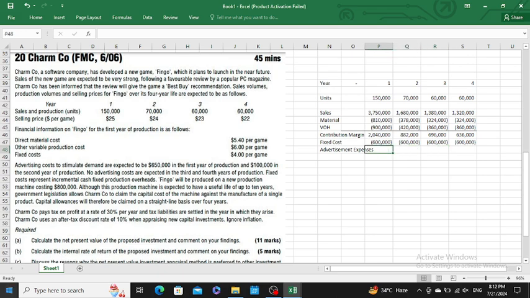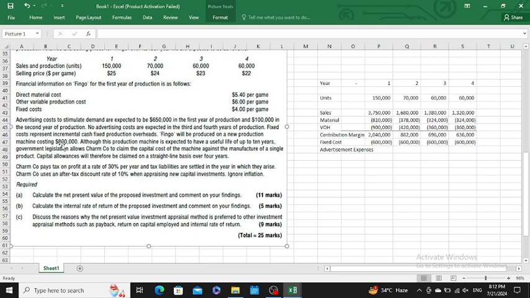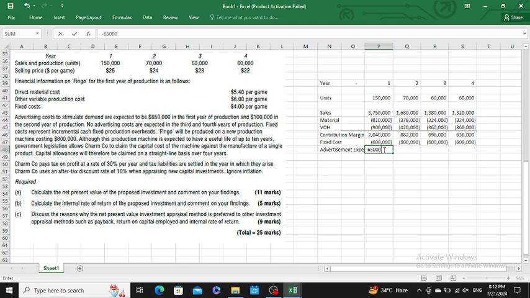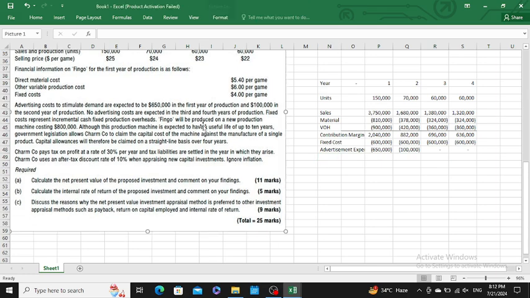Then the question says that you would have an advertisement cost of 6 lakh 50,000 in the first year of production. We have 6 lakh 50,000 in the first year, and 1 lakh in the second year of production. Then we would have no advertisement cost in the third year and the fourth year. Then, moving forward, Pingo will produce on a new production machine.